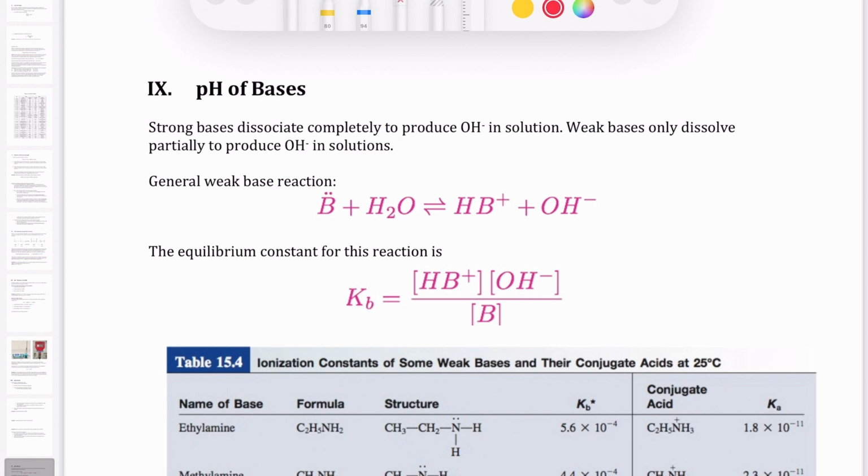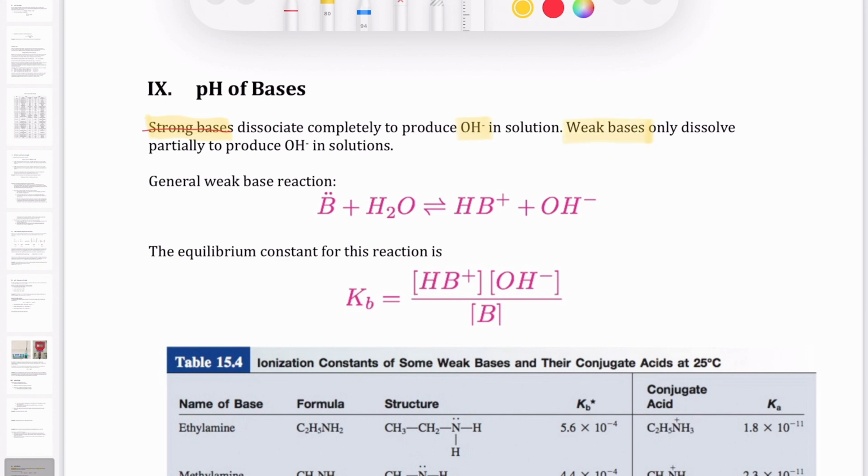Strong bases, we've discussed before, all they do is dissociate completely to produce hydroxide in aqueous solution. So just like with strong acids, all you need to do is figure out how much hydroxide is in the strong base, and that's a pretty straightforward problem.